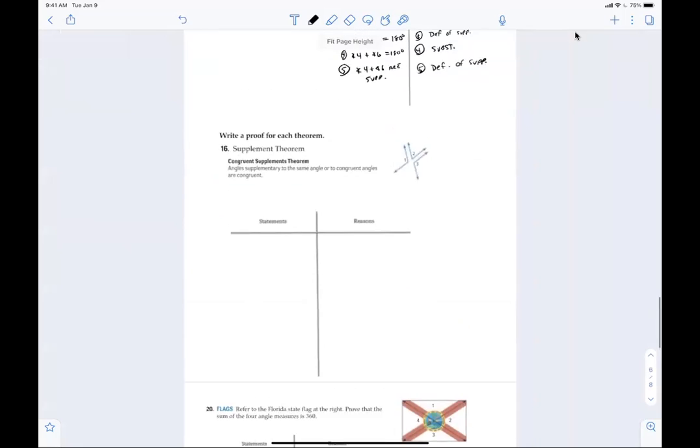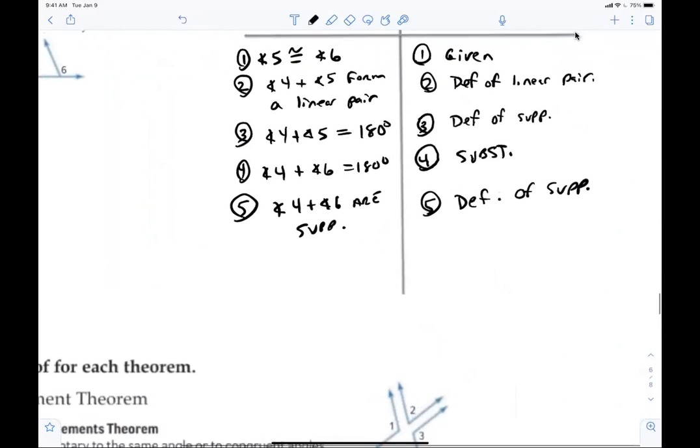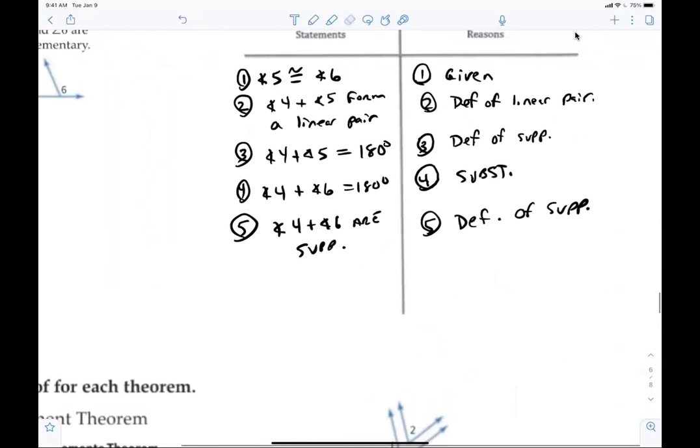Now, you know what? I think I said something wrong up here. This isn't the definition of linear pair. Listen, guys, put this down. It's totally my fault. Go back up here. It's the linear pair postulate. I said definition of linear pair, but it's the linear pair postulate. All right. Linear pair postulate.